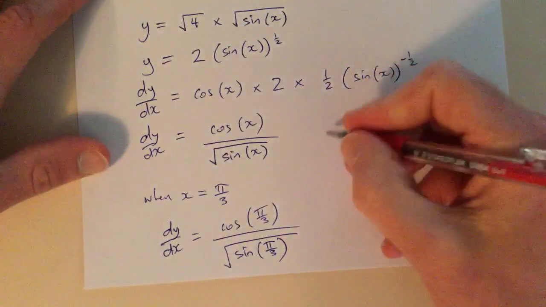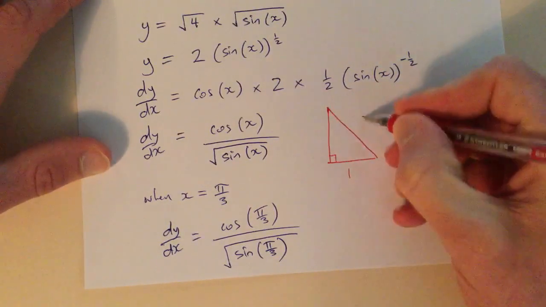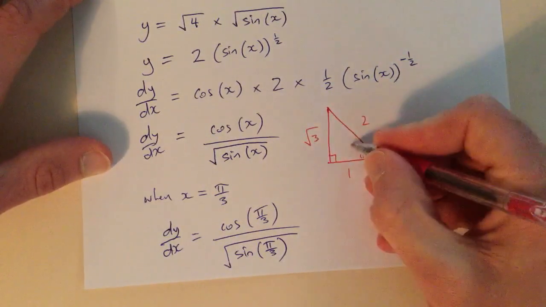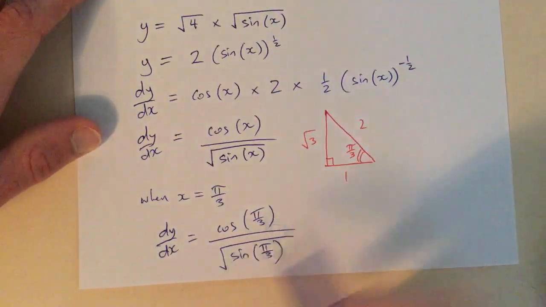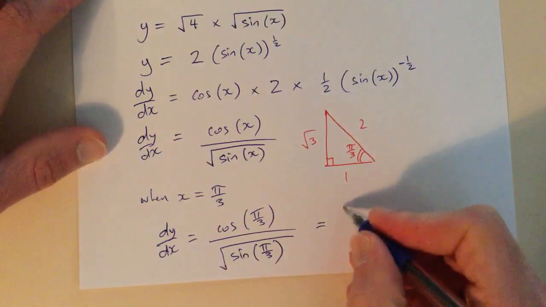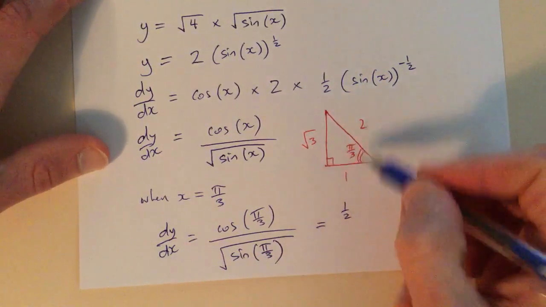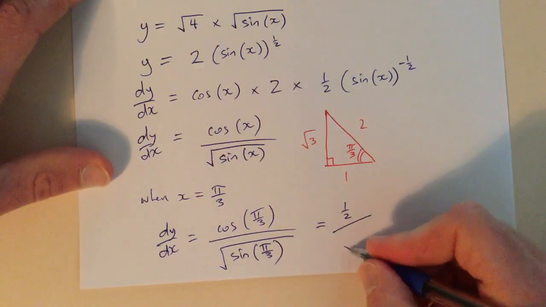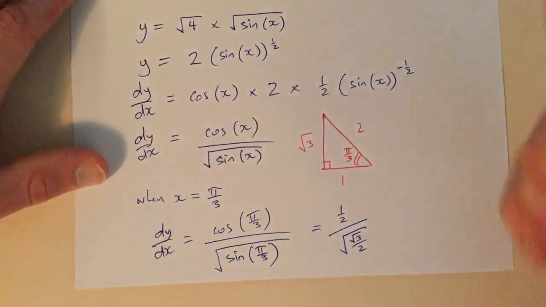So if you remember them, that's great. If they don't come back to you straight away off the top of your head, you can go to your triangle and draw the triangle that's got the angle pi on 3 in it, which is this angle down here. So there's pi on 3. So cos of pi on 3, adjacent over hypotenuse, is a half. Sine of pi on 3, opposite over hypotenuse, is root 3 on 2. So it's a half over the square root of root 3 on 2. Now that's a little bit messy looking, isn't it?